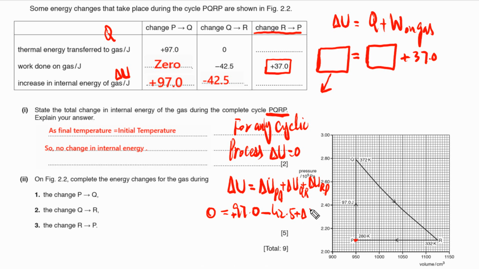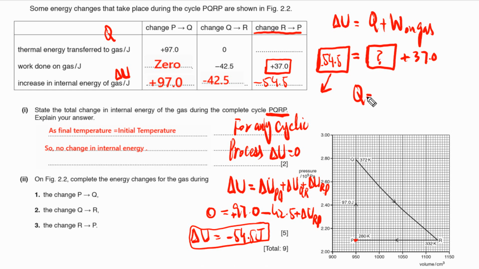So we can solve for delta U from R to P, and that will be equal to negative 54.5 joules. So delta U in this case is negative 54.5. Now you can see we have delta U and we have the value of W, so we simply need to find the value of Q. If we solve this for Q, our answer will be negative 91.5 joules. So this much energy is transferred.